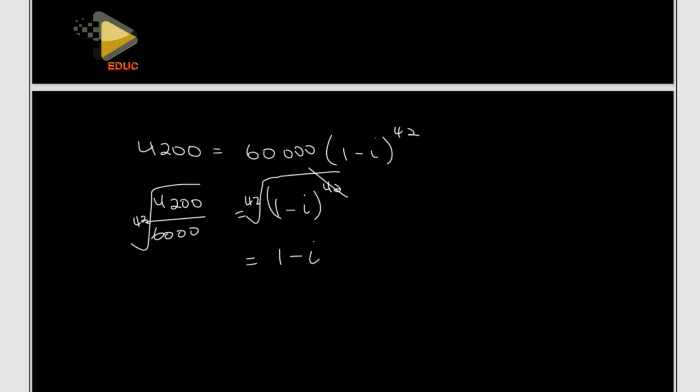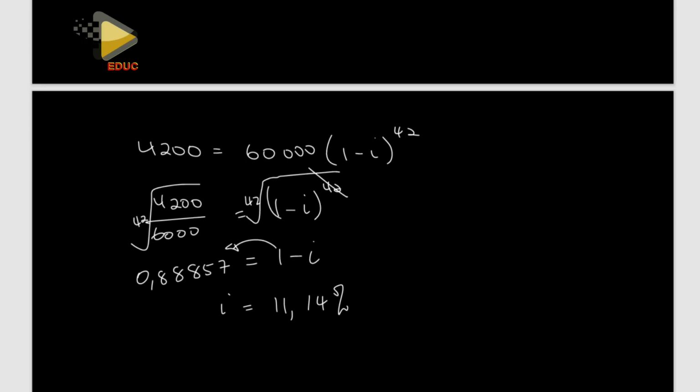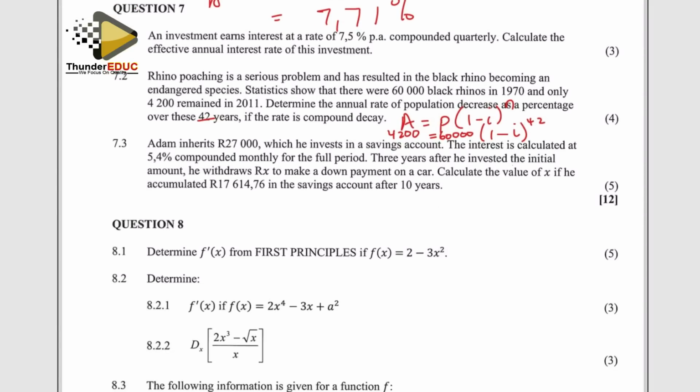1 minus i is giving me 0.88857. I'll move the 1, subtract, I'll get a negative, and then divide both sides by -1, and then multiply by 100. I'm getting 11.14%. Okay, so that is how the 7.2 was going to be done.